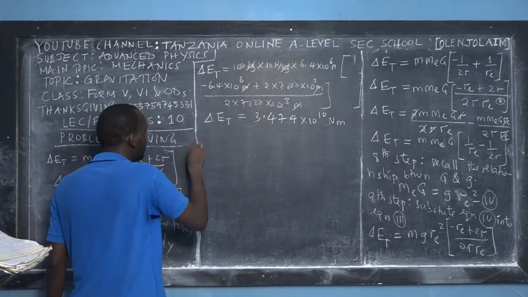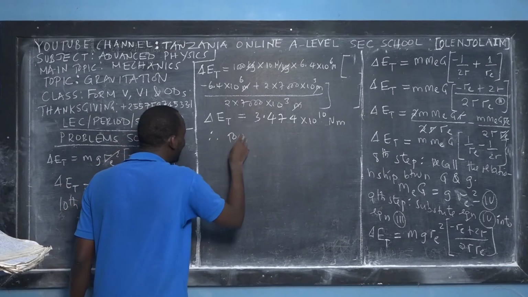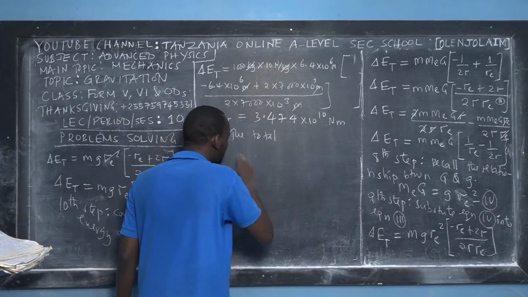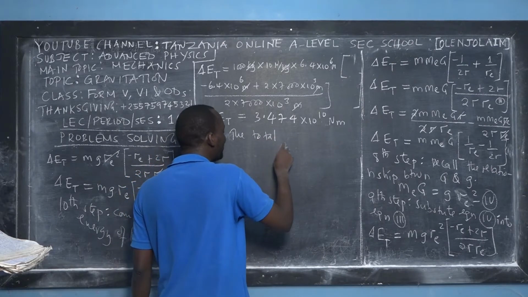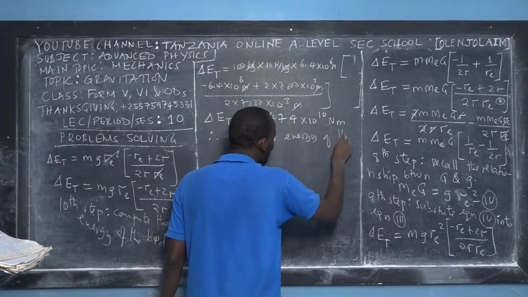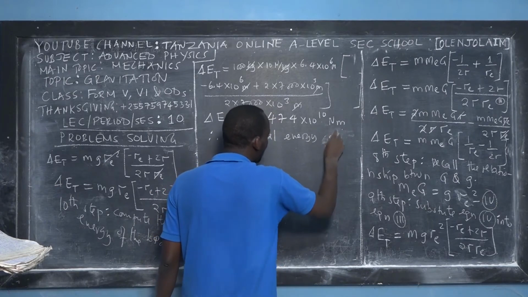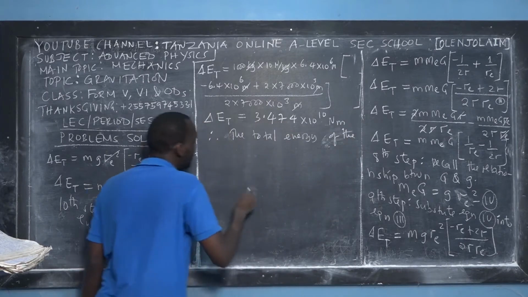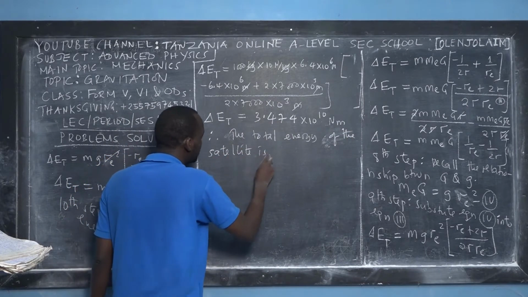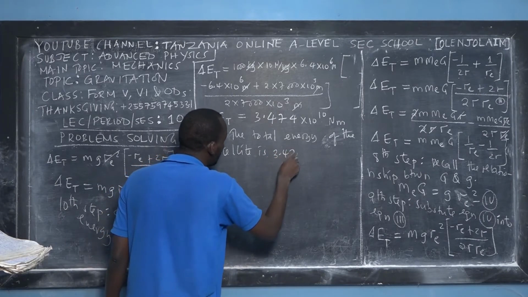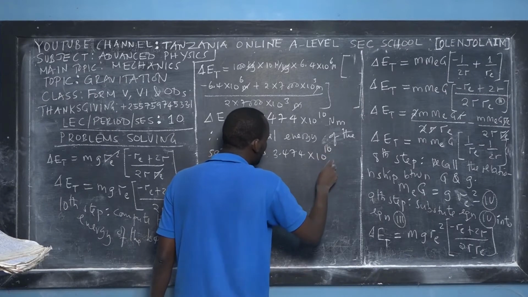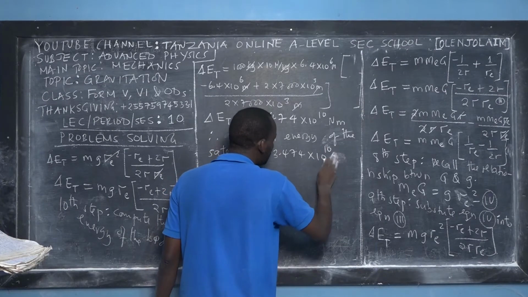So according to the question, we are calculating what? The total. You have to respect the advanced physics. The total energy of the body, or the total energy of the satellite, is 3.474 exponent 10 joules.